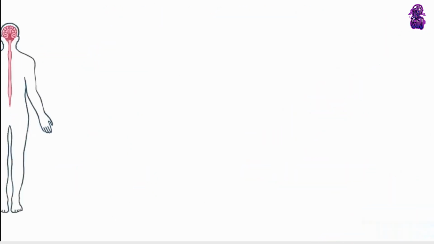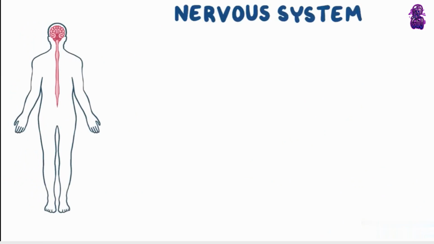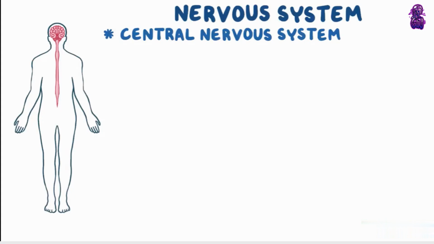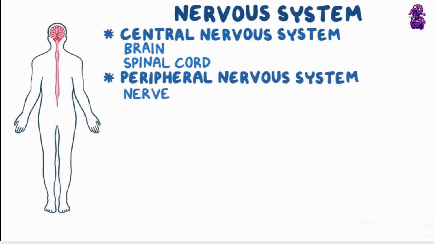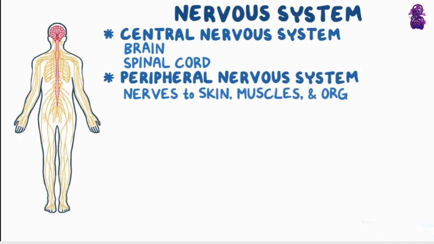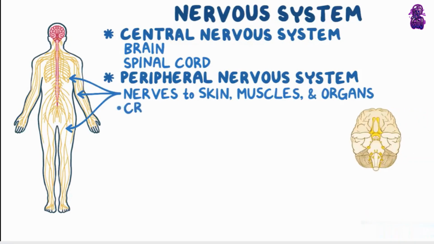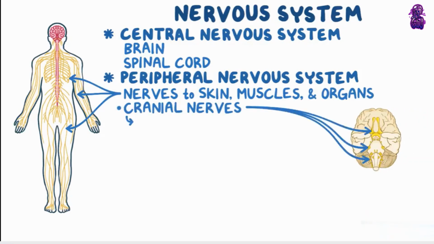Now, let's first talk a bit about the nervous system. It consists of two parts: the central nervous system, which includes the brain and the spinal cord, and the peripheral nervous system, which includes the nerves that fan out from the central nervous system to reach the skin, muscles, and organs. Peripheral nerves that originate from the brain are called cranial nerves, and they're in charge of motor and sensory innervation of the head and neck.